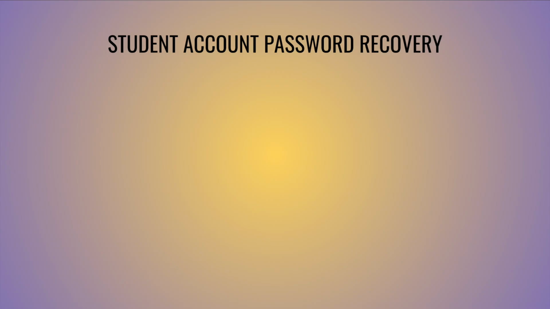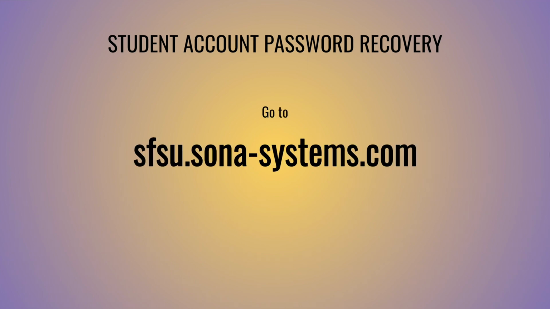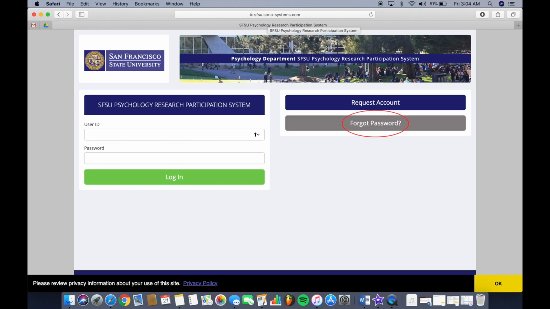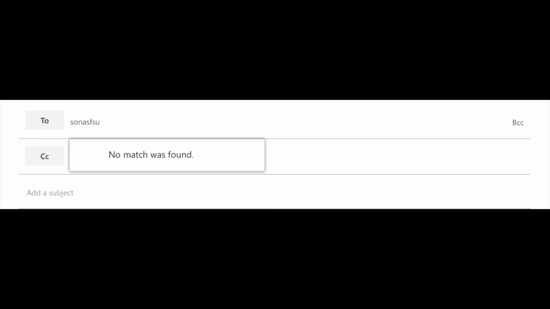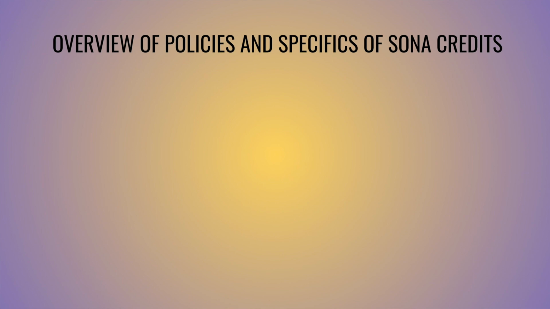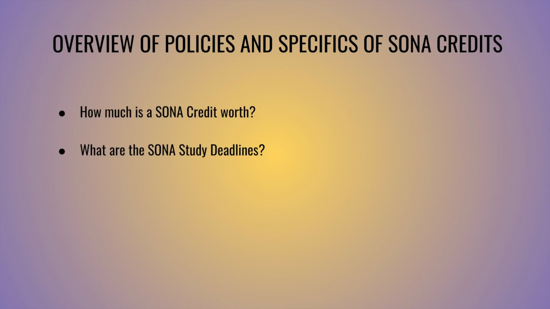If you ever forget your password, you can recover it by navigating to sfsu.sona-systems.com and on the right side of the screen, click the Forgot Password button. Follow the steps on the following screen to retrieve your password. If you are still unable to log in or retrieve your password, contact the SONA administrator at sonasfsu@gmail.com. The following section will provide answers to several common questions regarding SONA credits.